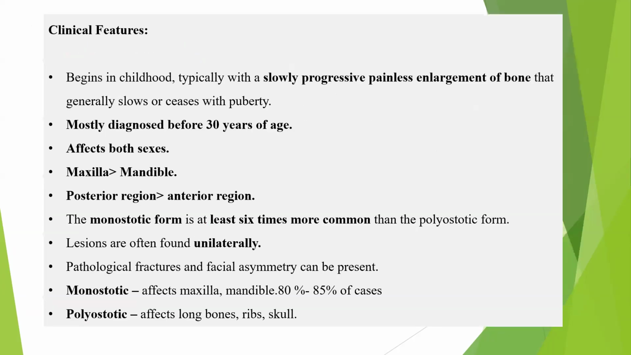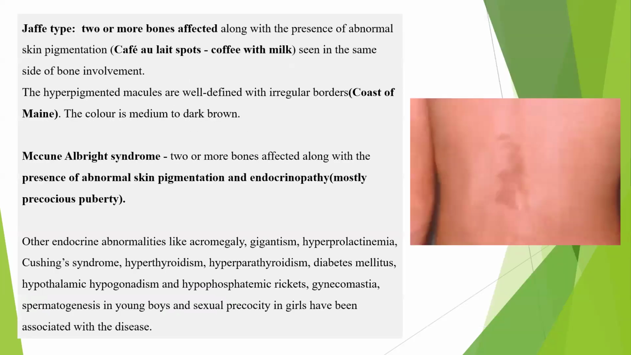Summing up the clinical features, it is a slowly progressive painless enlargement of bone. It is mostly diagnosed before 30 years of age, and it can affect both sexes. Maxilla is more predominantly affected than the mandible, and the maxillary posterior region is more affected than the anterior region. Monostotic type is 6 times more common than the other type. Lesions are often found unilaterally. The monostotic type affects the maxilla more than the mandible. Polyostotic type affects the long bones, ribs, and skull.